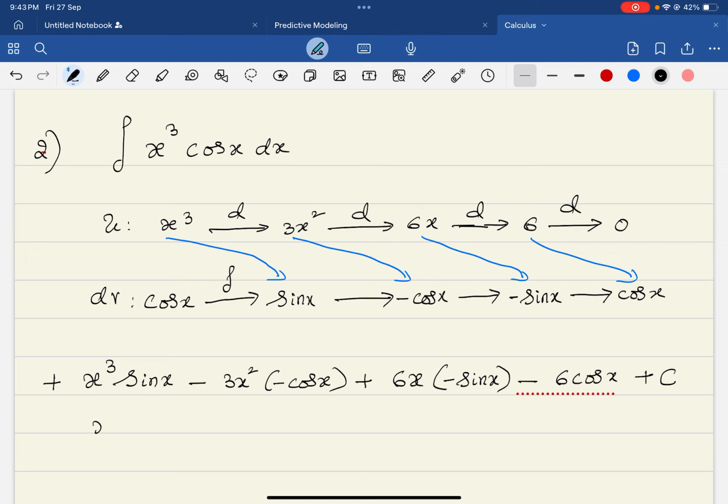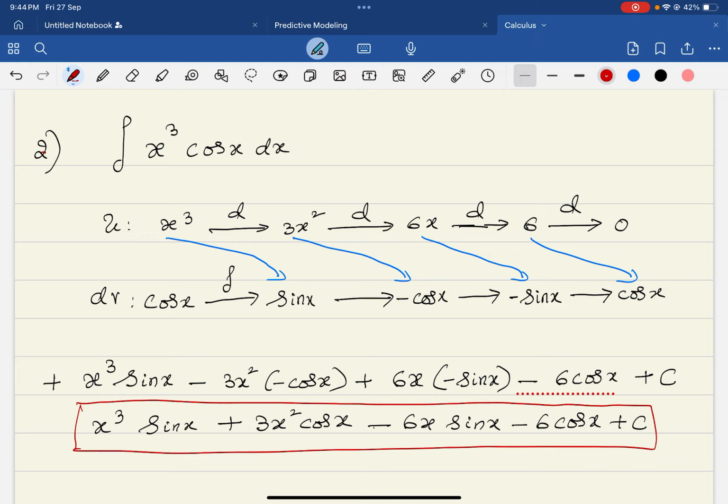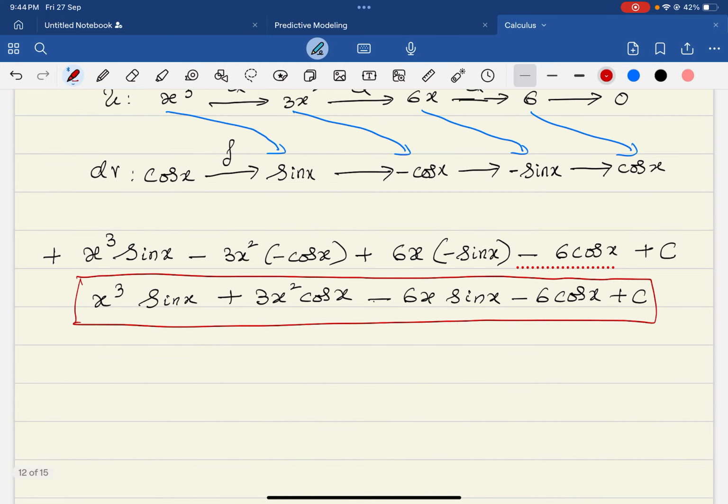So now let us see the value. The simplification is x cube sin x, there is minus of minus, so it is plus 3x square cosine x, minus 6x sin x, minus 6 cosine x plus the constant. So this is the solution of the given integral. I hope it's clear. The Bernoulli's form is clear. Now let us go to the next problem.